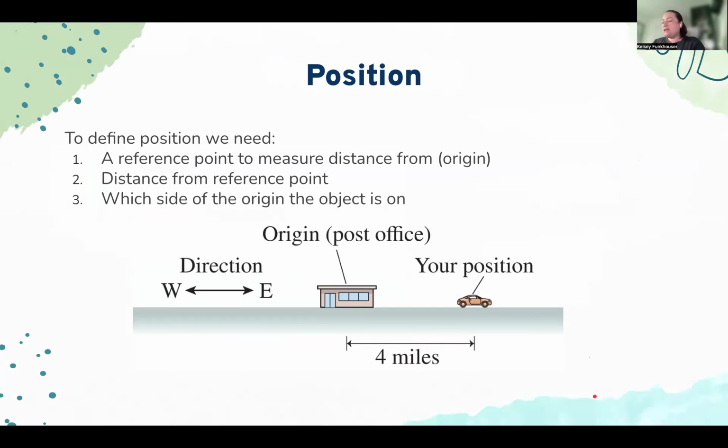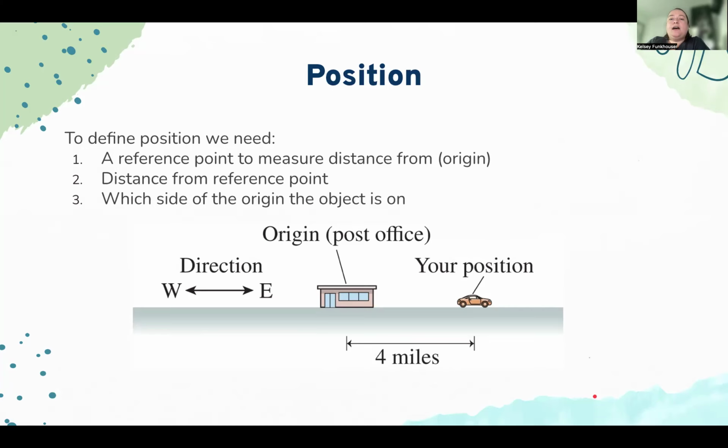Now, that was mainly math, but let's talk some real physics topics now. First off, position, where an object is in space. We need to know three things to define the position of an object. A reference point to measure the distance from, which we refer to as the origin. The distance from the origin to the object. And then which side of the origin the object is on.